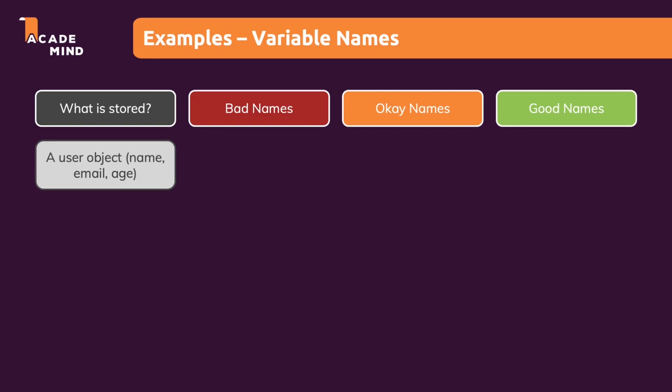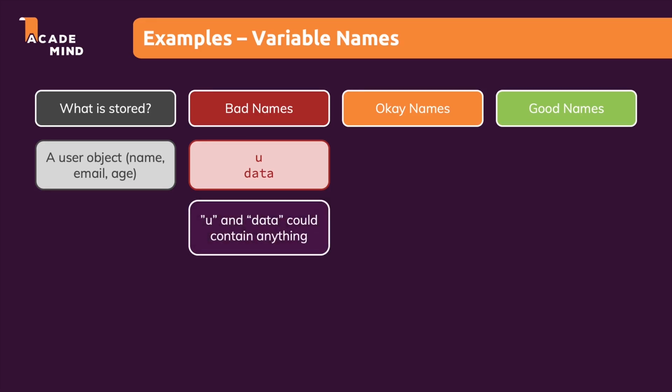Bad names for this kind of variable would be something like u or data. U is simply very short and unspecific, and data is also not very specific. These variables could contain anything. It's not clear that they hold some user object.